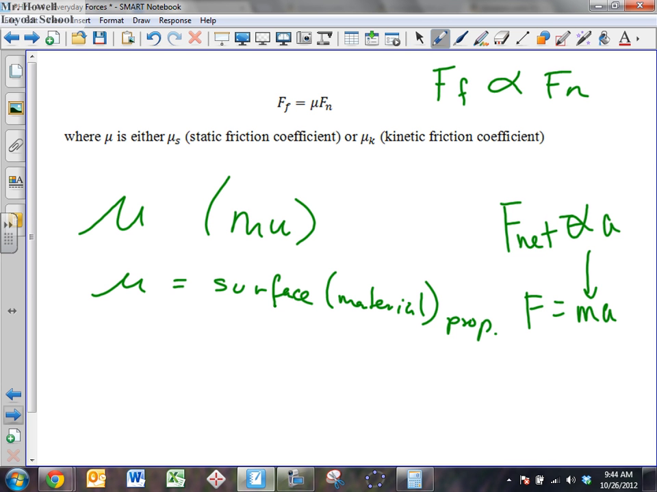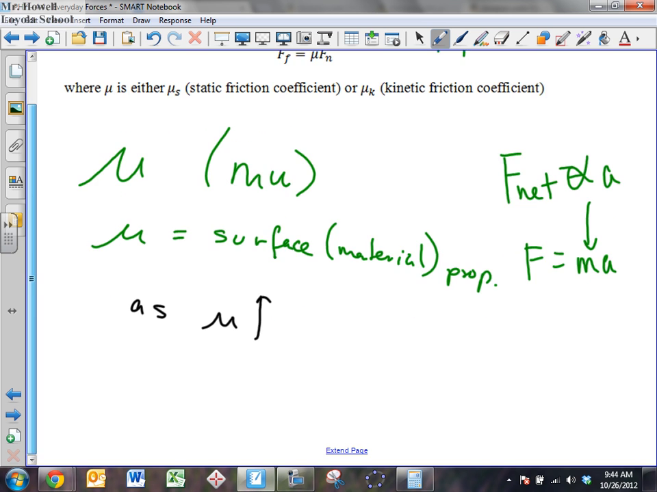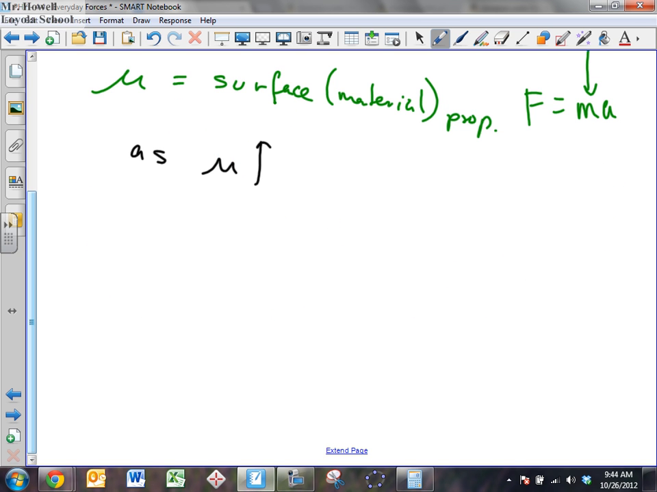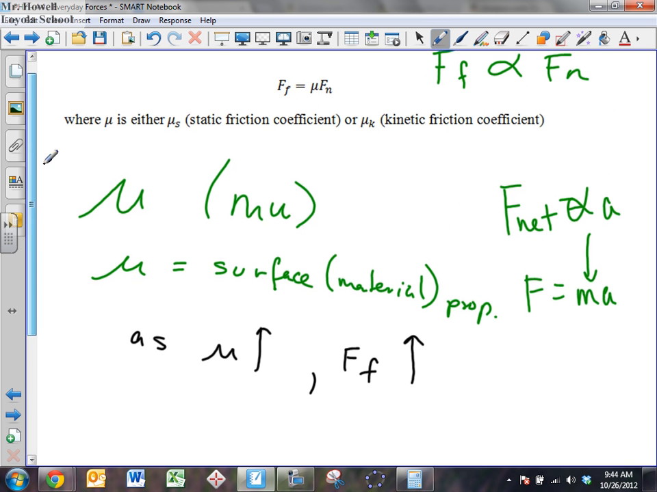So let's write this. As mu increases, the force of friction increases. And that is very evident if you look at the formula. If this number were 5, you would do 5 times the normal force to get friction. But the minute this goes to 10, now your friction force has doubled. If this were 20, then the friction force has quadrupled, and so forth. So as mu goes up, the friction force goes up.